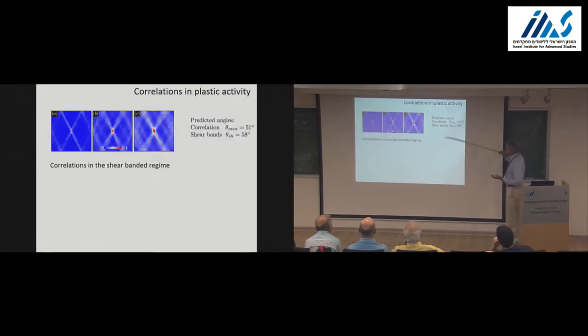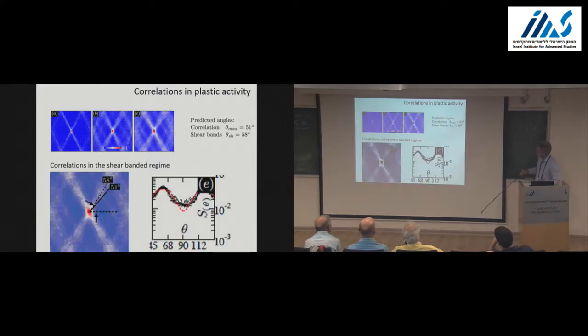Now we look at the prediction from the theoretical calculation I showed before. In the correlation we should have an angle; the numerical values we have here are 51 degrees and 58 for the shear bands. So for the shear bands, this works quite well. These are the correlation patterns in the region where you have shear bands, and we see that indeed the angle is quite close to the predicted 58. You can also do an angular plot of the intensity and get the 58.